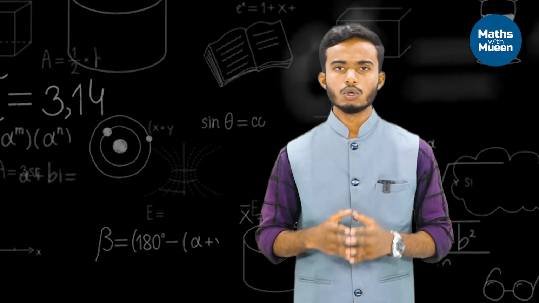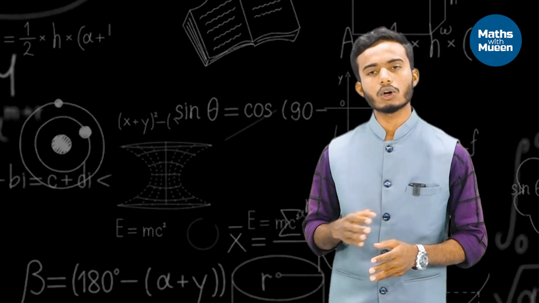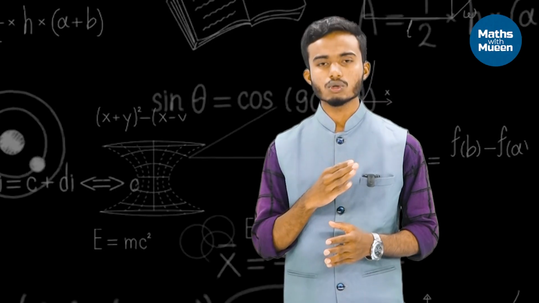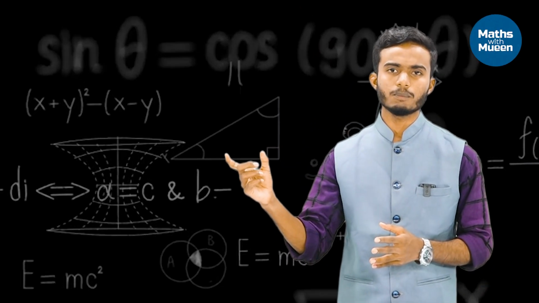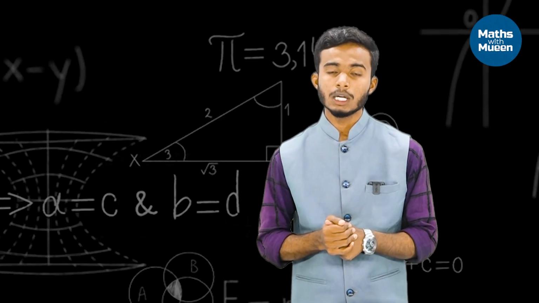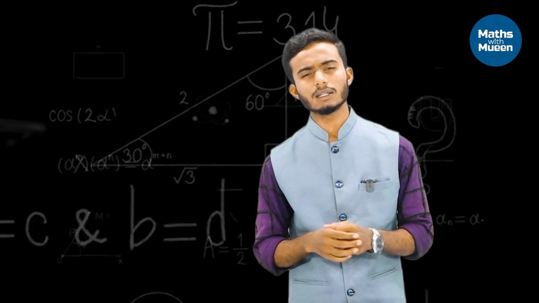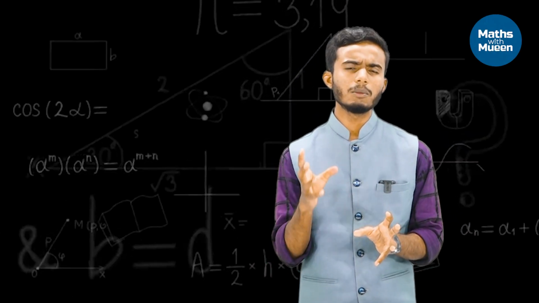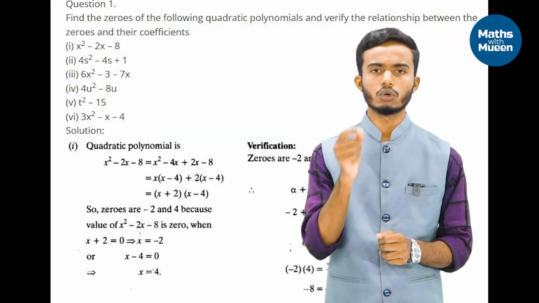In exercise 2.2, we are going to find the zeros of a quadratic polynomial, and also verify the relationship between the zeros of the quadratic polynomial and the relationship between alpha and beta. What do you mean by zeros of a polynomial? They will give you one polynomial, then you have to find the value of that polynomial by substituting 0.